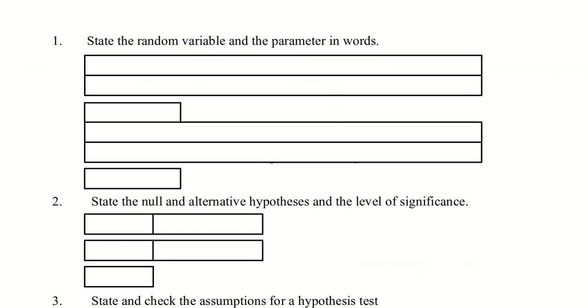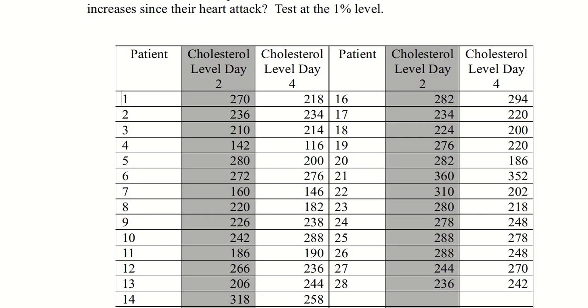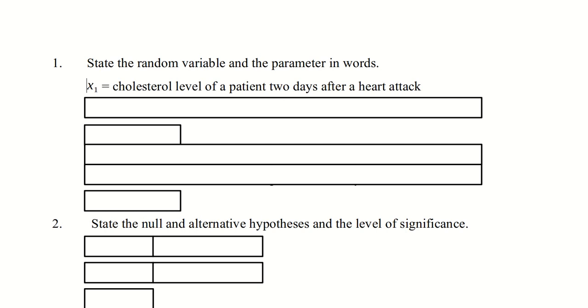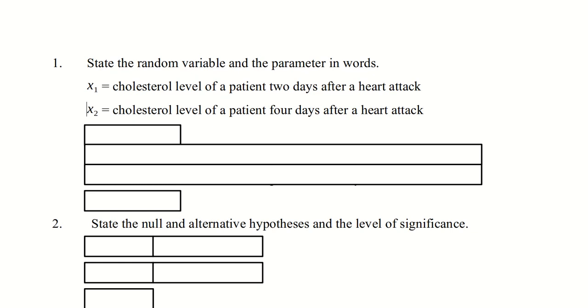Okay, so now it's our test, to go through and do the hypothesis test. The first thing we do is we state the random variable in words, and to do that we remind ourselves that there are 2. So x sub 1 is the cholesterol level of a single patient 2 days after a heart attack, and then x sub 2 is the cholesterol level of a patient 4 days after a heart attack.